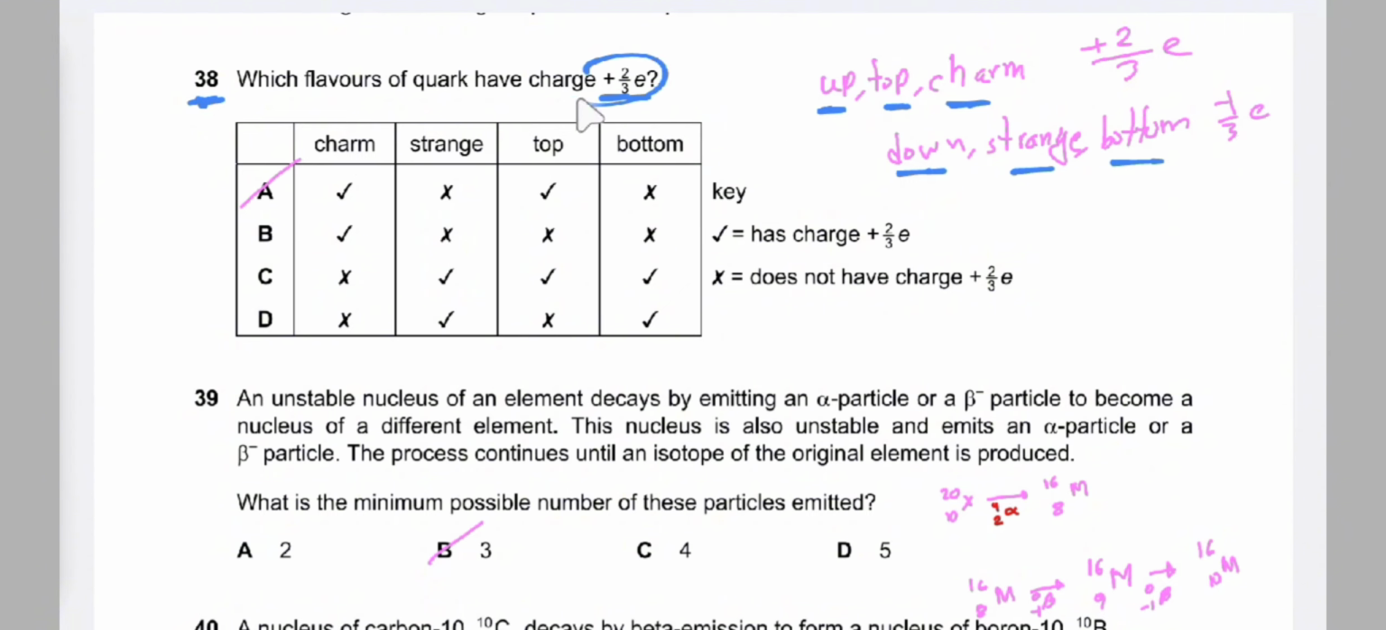So for plus 2/3 e charge, it would be up, top and charm. Charm and top have a charge of plus 2/3 e, while strange and bottom have a charge of negative 1/3 e. Therefore, the correct statement is A, that is, charm and top have a charge of plus 2/3, while strange and bottom have a charge of negative 1/3. Therefore, the answer is A.